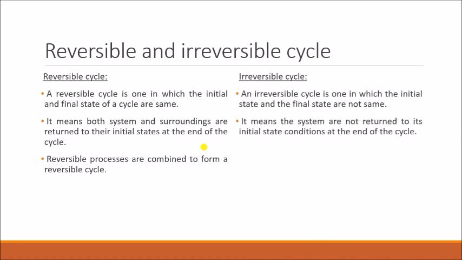It means the system is not returned to its initial state at the end of the cycle. When you consider an irreversible cycle, at the end of the cycle the initial state will be different and the final state will be different. They are not the same, unlike the reversible cycle. In a reversible cycle, the initial and final states, and the initial and final conditions at the end of the cycle, are the same. In irreversible, they are not the same.